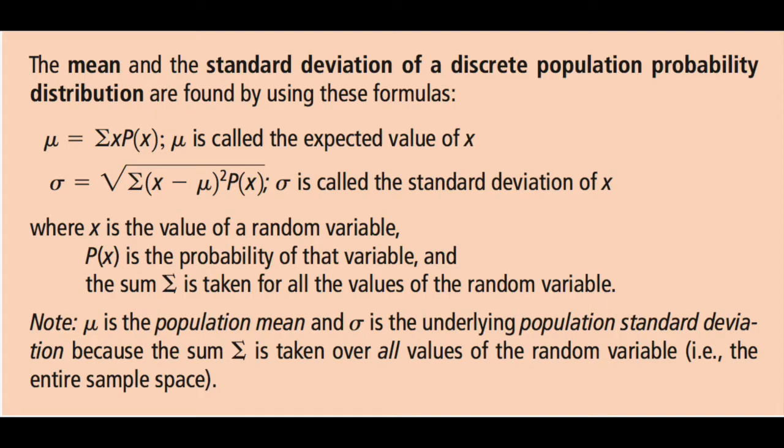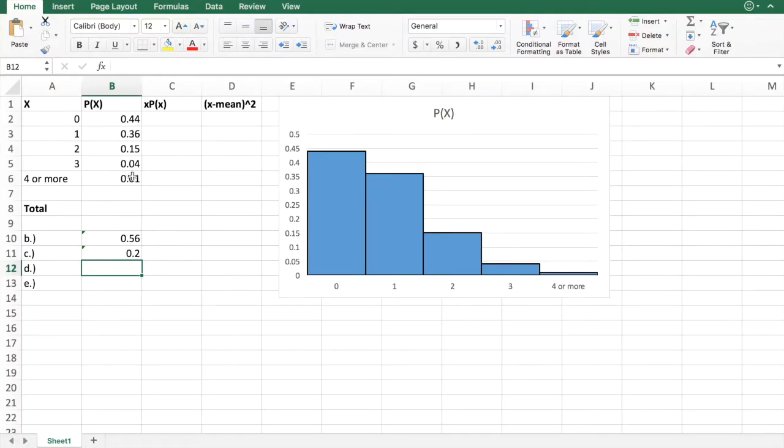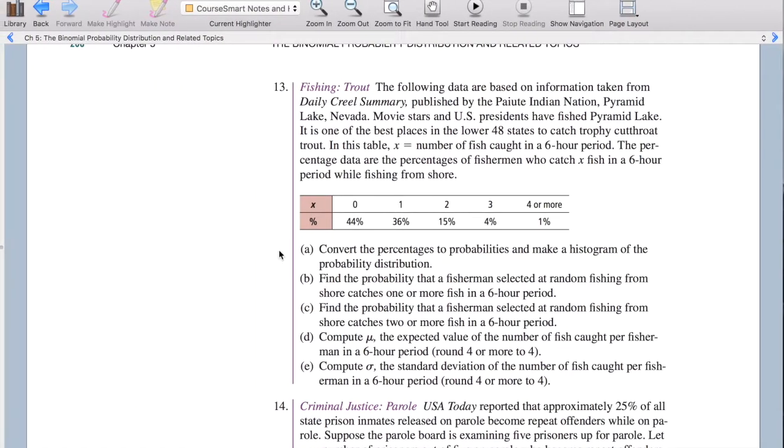So to answer the following questions, we need to review the mean and standard deviation for a probability distribution. There you can see the mean is equal to the sum of x times p of x, and the standard deviation is the square root of the sum of x minus the mean squared times p of x. We need to use those formulas to calculate the mean.